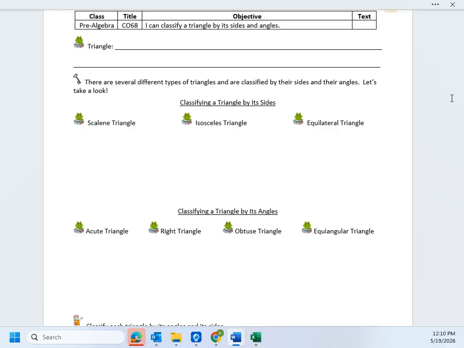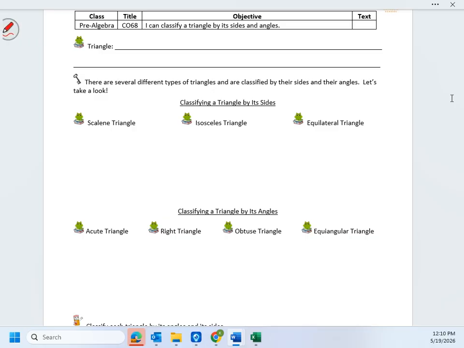Next week, Monday, is Memorial Day, no school. Tuesday is the practice test, Wednesday is the real test, so make sure you are ready for it. Today we are doing CO68. I can classify a triangle by its sides and angles.